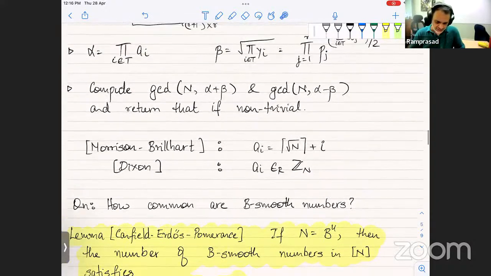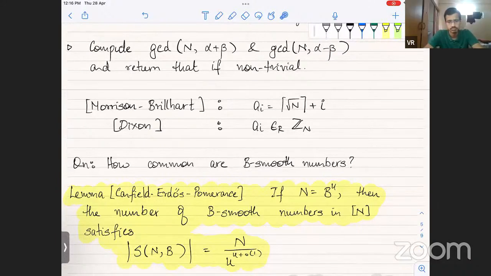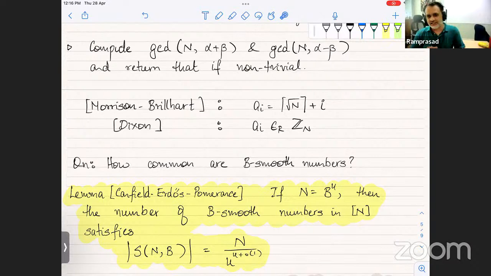Okay. So that leads to the following question: how common are these smooth numbers? Thankfully, there is a result by Canfield, Erdős, and Pomerance that gives some estimate. If u is some parameter such that n and b are related in the following manner, then the number of b smooth numbers is some weird expression of this. You don't need to know this expression, but as you can imagine, these sorts of expressions will start showing up in this running time analysis, and it's going to be a pain to try and optimize the best choice of smoothness, etc.